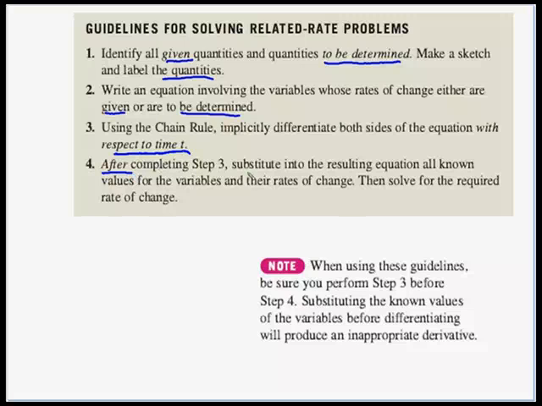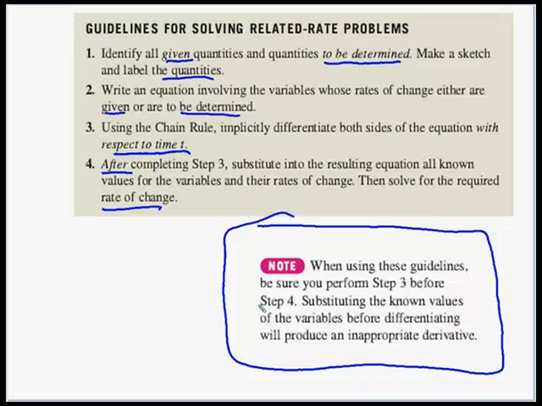Step 4, after completing step 3, substitute into the resulting equation all known values for the variables and their rates of change. Solve for the required rate of change. Then a real important note here, I made this extra big in your notes. A real common mistake can be skipped if you follow this. When using these guidelines, be sure to perform step 3 before step 4. Substitute those known values of the variables. If you substitute them in before you differentiate, you're going to get an inappropriate derivative. You always differentiate both sides before you start substituting in your known values.